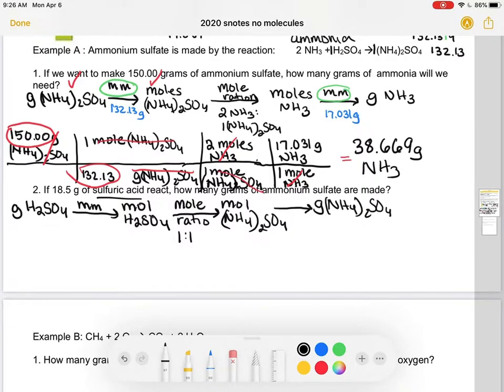Using its molar mass. And I already know that that guy's molar mass is 132.13 grams. I figured that out before, in a previous problem, the one just before this. So before I get started with this, I need to get the molar mass of sulfuric acid. But that's not too bad.